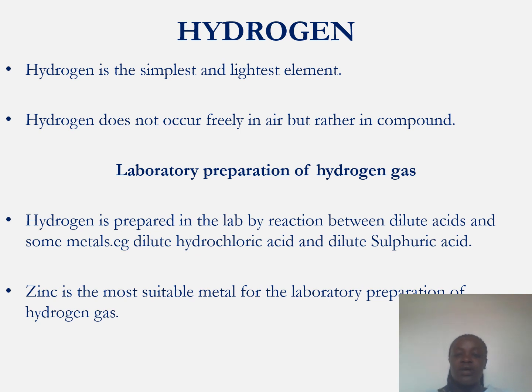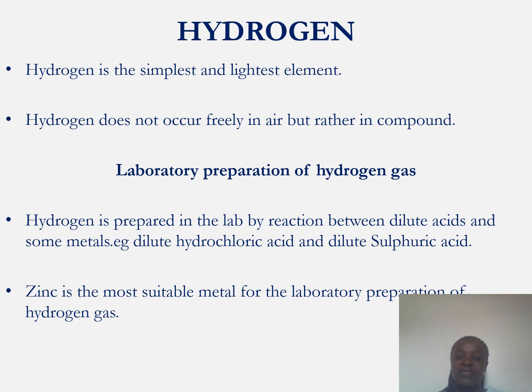So in school, we can prepare hydrogen gas, and this is how we are going to prepare it. From a previous topic, acids, bases, and indicators, we saw that when we react an acid and a metal, we produce hydrogen gas and a salt. So in this topic, we are going to look at those acids and those metals that are used in the preparation of hydrogen gas.